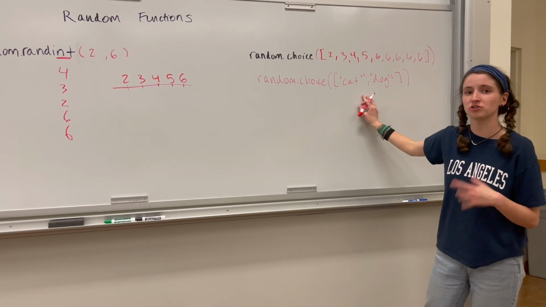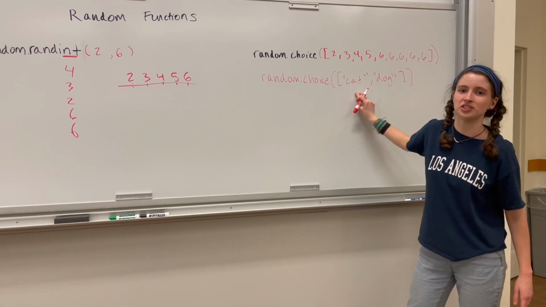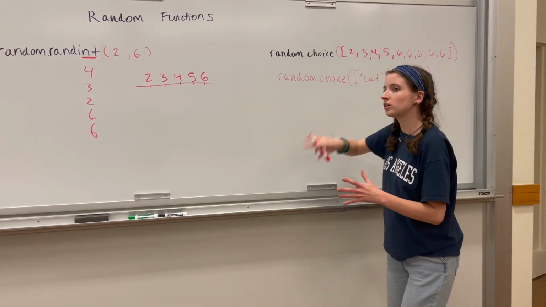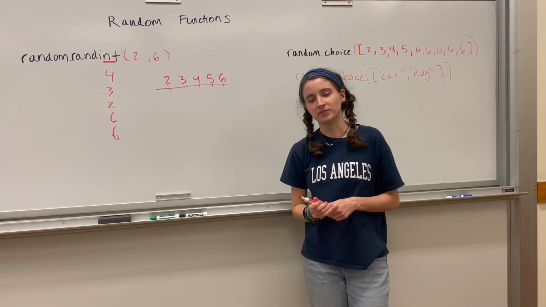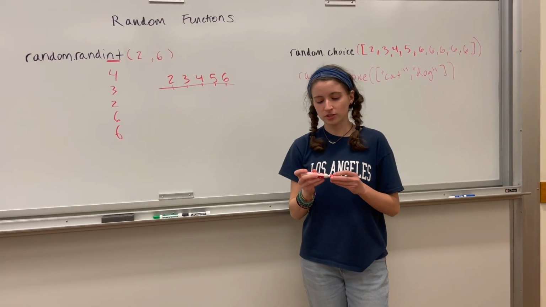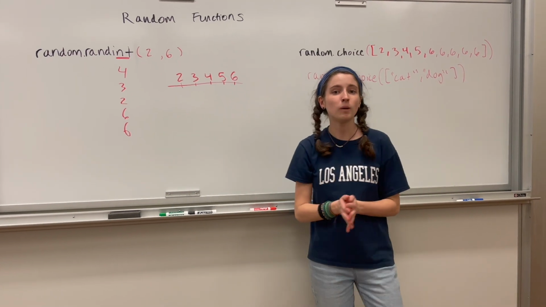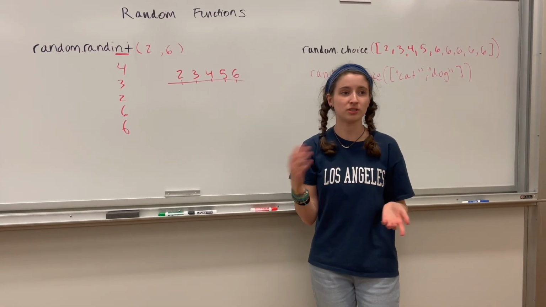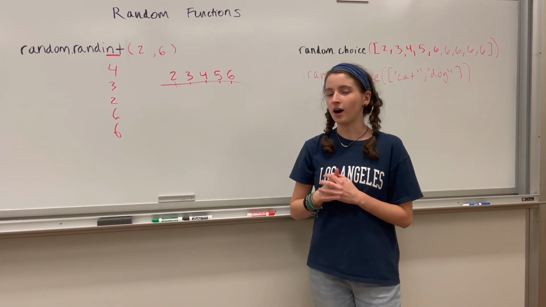You can do the same thing with strings. I could add another cat here, and then you'd be twice as likely to get cat as you are to get dog. And we can make some probability assumptions based on the weighting like that. So those are the two key differences between random.randint and random.choice. I hope this helps with a lot of the questions that are going to come up later with simulations and functions and random selection and probability. So yeah.